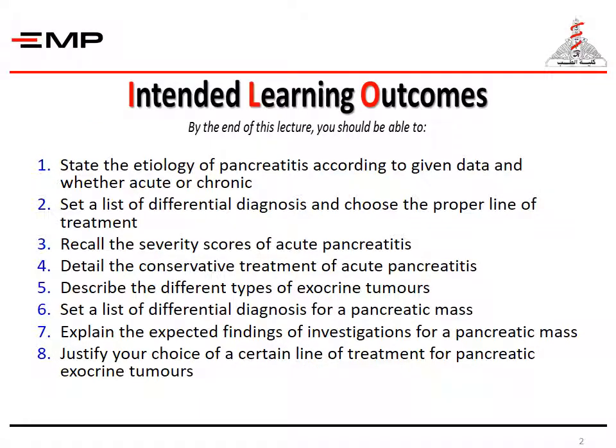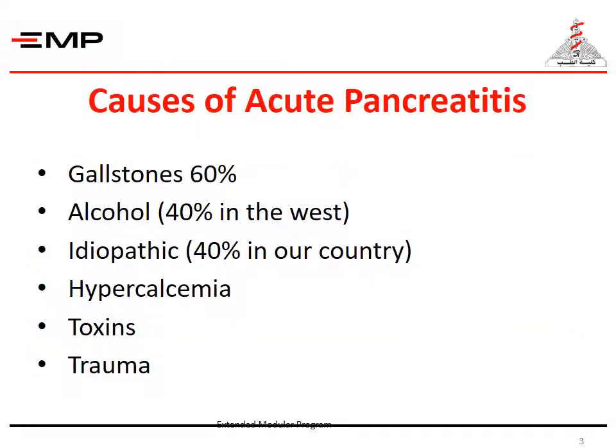By the end of this lecture, you should be able to state the etiology of pancreatitis according to given data and whether acute or chronic, set a list of differential diagnosis and choose the proper line of treatment, recall the severity scores of acute pancreatitis, detail the conservative treatment of acute pancreatitis, describe the different types of exocrine tumors, set a list of differential diagnoses for a pancreatic mass, explain the expected findings of investigations for a pancreatic mass, and justify your choice of a certain line of treatment for pancreatic exocrine tumors.